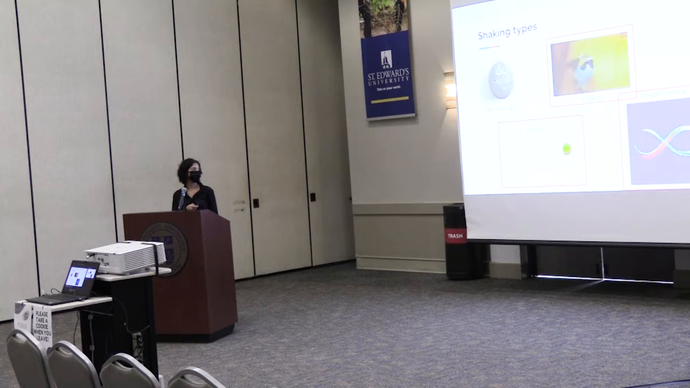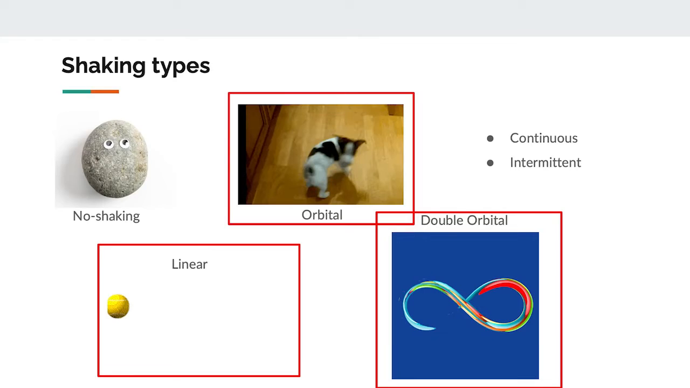And for the last 3, we can have continuous shaking, where you shake for 24 hours and only stop when taking the OD readings. Or intermittent, where we shake for 60 seconds before each reading.